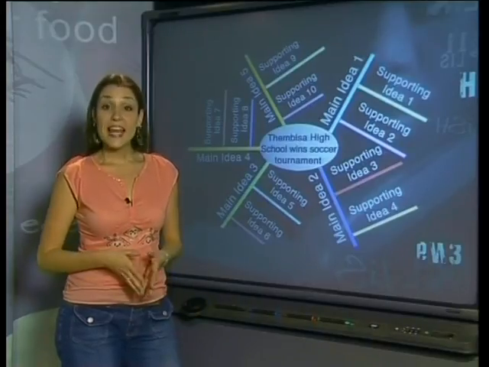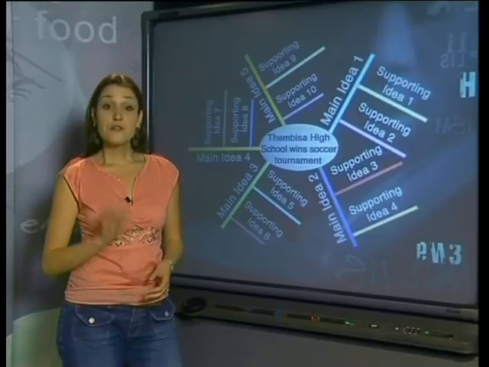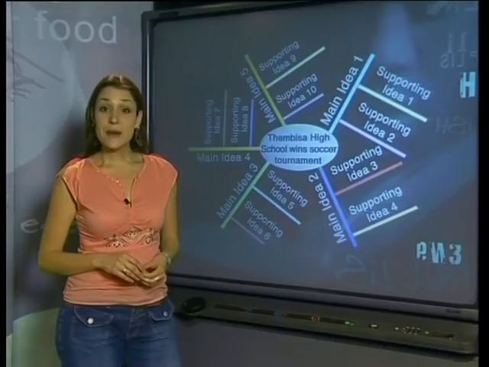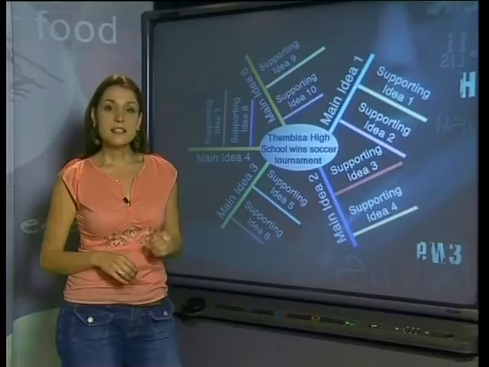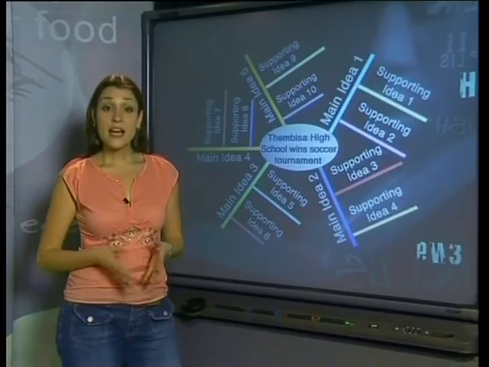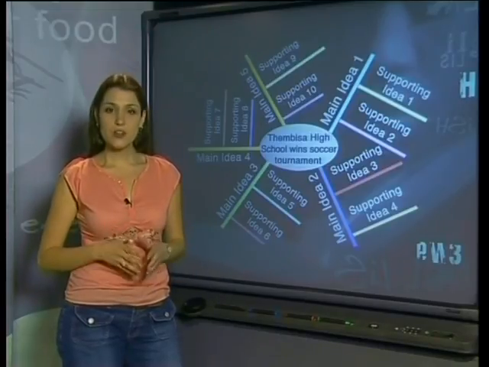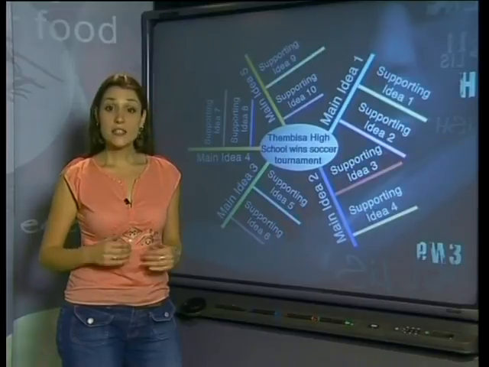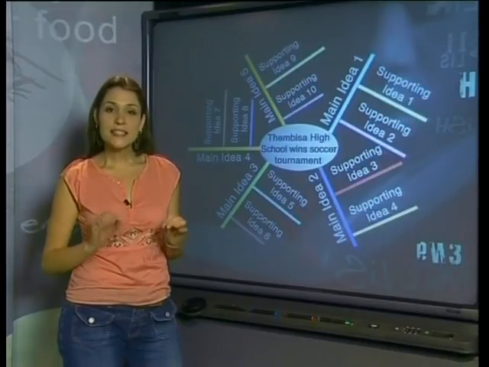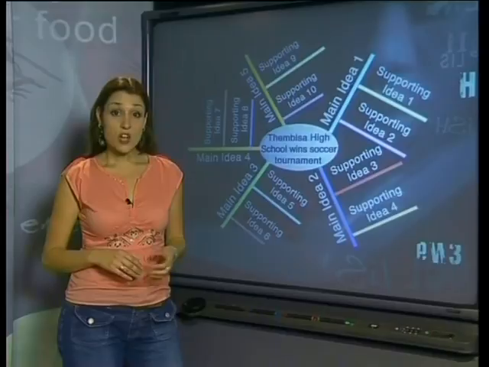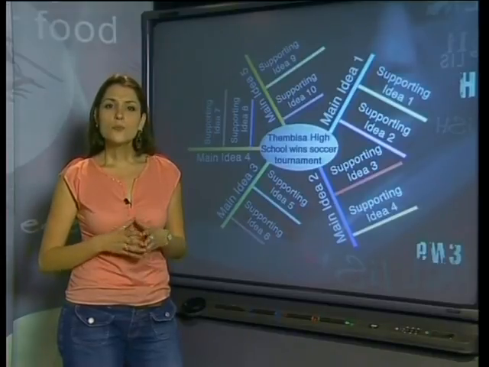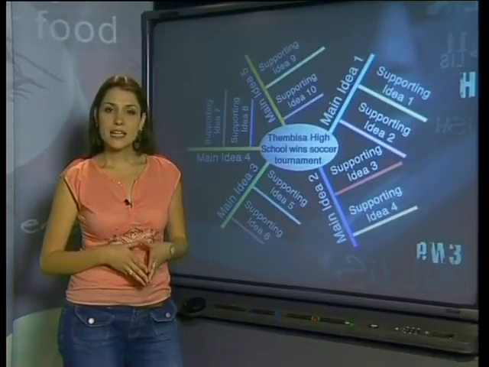Let's put all that action into a mind map. First of all, we need to think about the main idea. This is the one thing that all the other ideas will come back to. In other words, whatever else you write about must add to this one central idea. In the example of the soccer match, what would you put in the circle for the main idea?